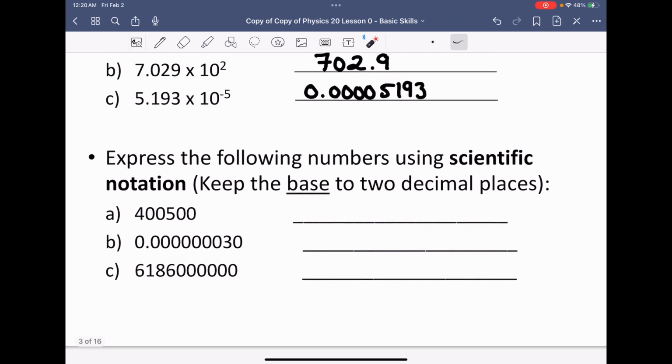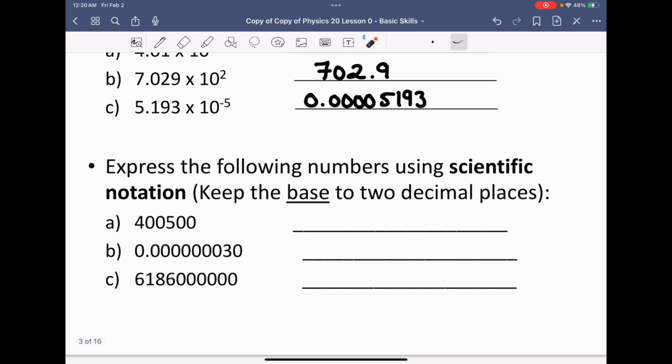Now, on the contrast, or on the opposite spectrum of this, we look at this and say, well, rather than dealing with scientific notation originally, what if we deal with a number that is just in its expanded form and we want to bring it down into its scientific notation representation?